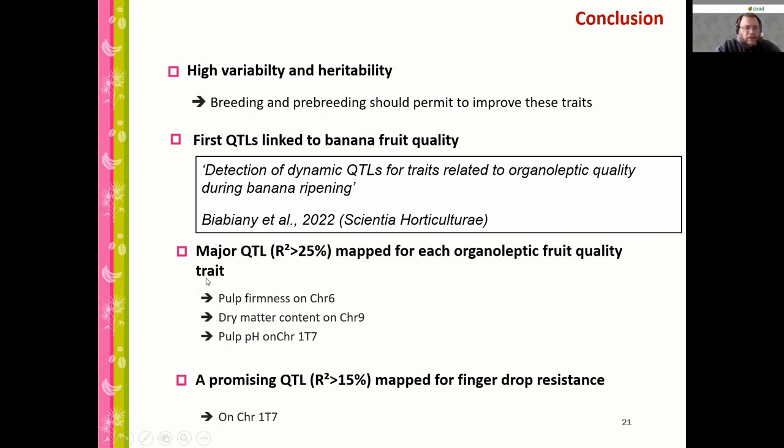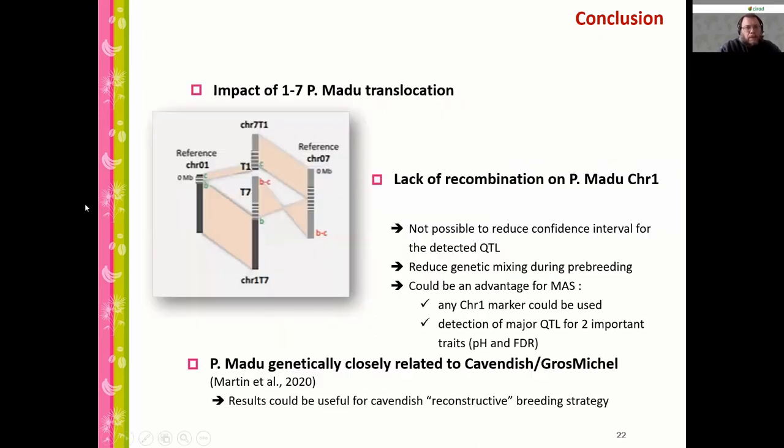We have major QTLs mapped for each organoleptic fruit quality trait: for pulp firmness on chromosome 6, for dry matter content on chromosome 9, and for pulp pH on chromosome 1T7. And a promising QTL was mapped for finger drop resistance on chromosome 1T7. The impact of the 1T7 Madu translocation could be really interesting to work on, because it could cause a lack of recombination on Pisang Madu chromosome 1. So it's not possible to reduce the confidence interval for the detected QTL.